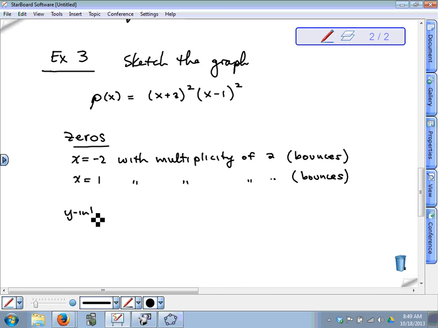Let's do the y-intercept. You always let x equal 0 for this, for any type of graph, not just polynomial graphs. Unfortunately, we don't have the general form, we just have the factored form, so you've got to do the arithmetic. 0 plus 2 is 2 squared is 4. 0 minus 1 is negative 1 squared is 1. 4 times 1 is 4. So the y-intercept is 0, 4.